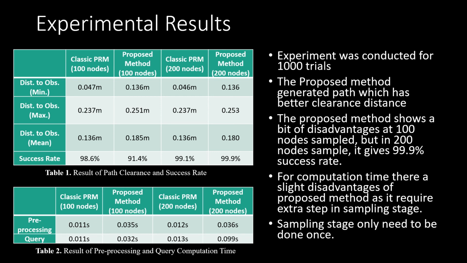Now let's take a look at the second result, which is the pre-processing and query computational time. For computational time, there is a slight disadvantage of our proposed method, as it requires an extra step during the sampling process. But the advantage of the probabilistic roadmap is that it only needs to be sampled once. During the query process, as you can see, it's quite the same except for the 200 nodes, because at 200 nodes the complexity of the roadmap is greater than the classic PRM. This is the constraint from the graph search method.